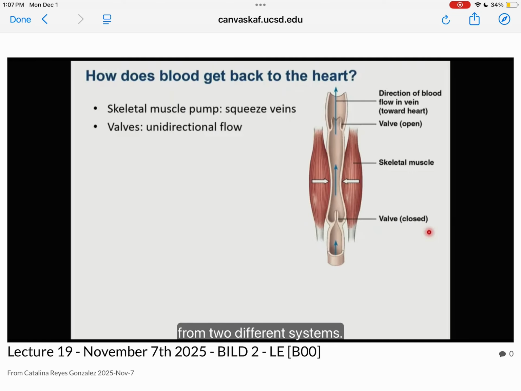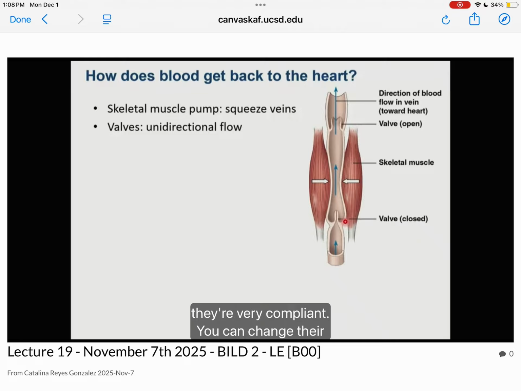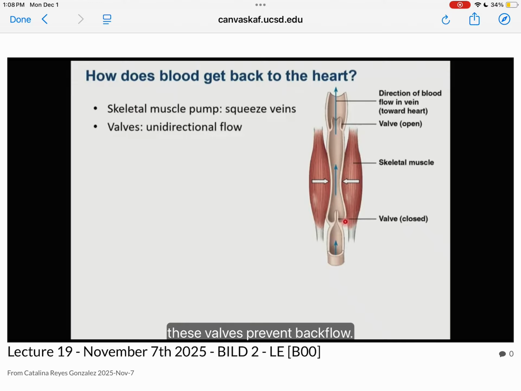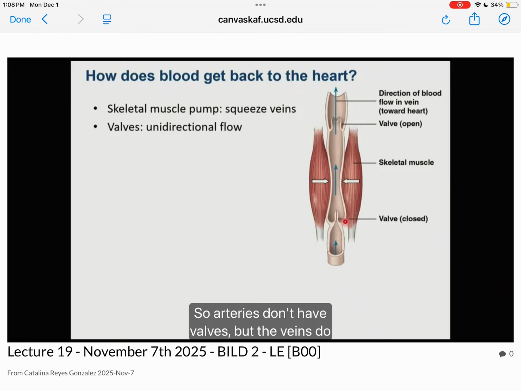But we also have some help from two different systems. So not only that it's a closed circulatory system and blood will keep pushing forward, but the skeletal muscle pump, it's not really a pump, but you have veins. So this is in the venous circulation, not in the arterial. It's systemic circulation, but on the venous side. You have veins that run kind of between the muscles, okay? And veins, they're very thin-walled, so they're very compliant. You can change their shape fairly easy, not like arteries, okay? They also have valves. So these valves prevent backflow. So arteries don't have valves, but the veins do have valves, and they can prevent backflow of blood.